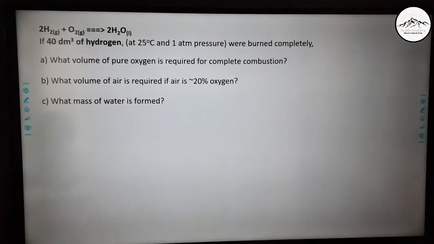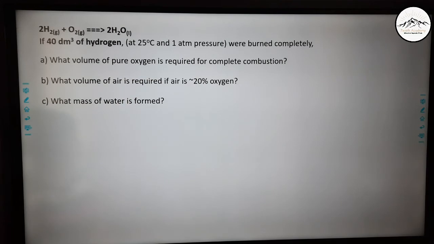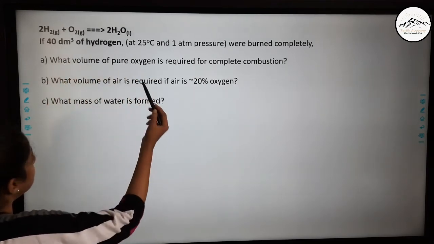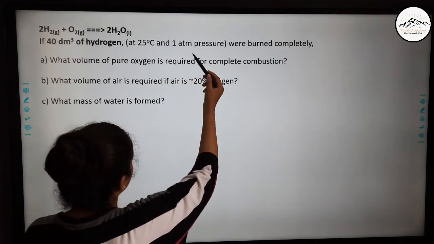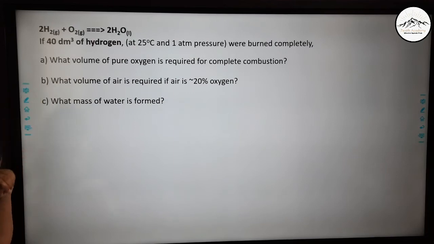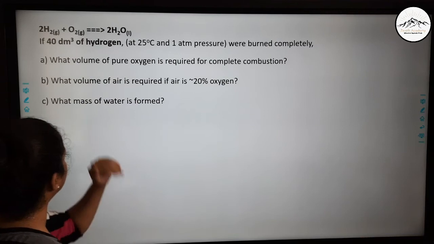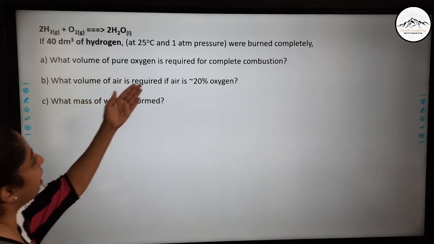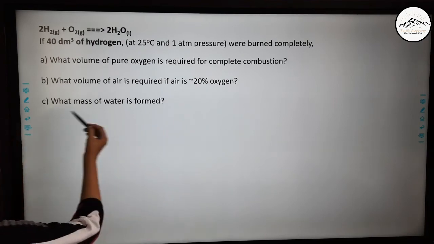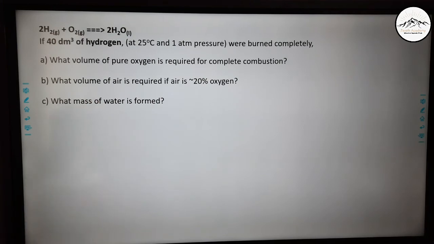Now this question states that 2 hydrogen molecules are reacting with 1 oxygen molecule to form 2 molecules of water. So 40 decimeter cube of hydrogen at 25 degrees Celsius and 1 atmospheric pressure were burnt completely. Then they've asked 3 questions. What volume of pure oxygen is required? This is very easy. What volume of air is required? And what mass of water is formed? So here we need to find mass also. So let us do all the 3 questions one by one.